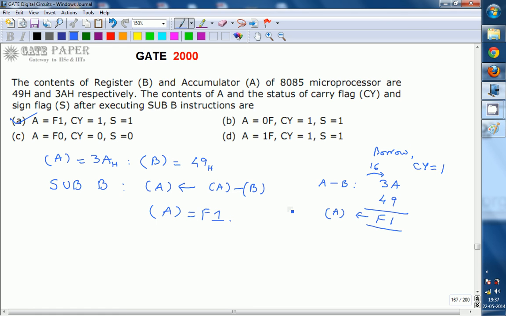Next, the sign bit. The sign bit is the MSB value of the accumulator content. The accumulator content is F1, which is 11110001. In this, the MSB is equal to 1, which implies it will be considered a negative number. So the sign flag will be set. So the sign flag is 1 and the carry flag is 1, and the accumulator content is F1. So the right option for this question is A.